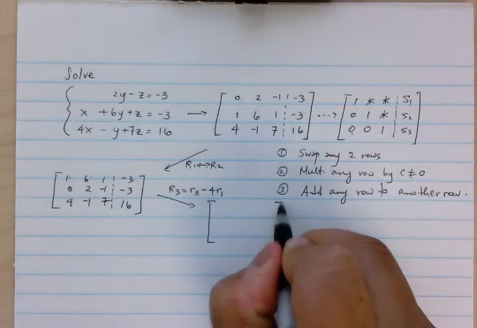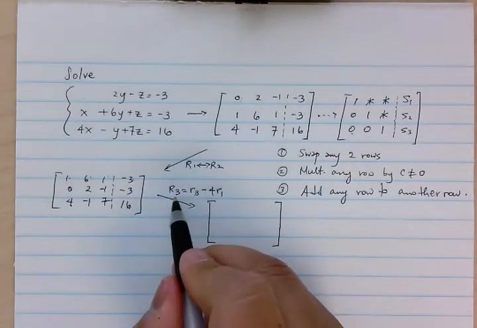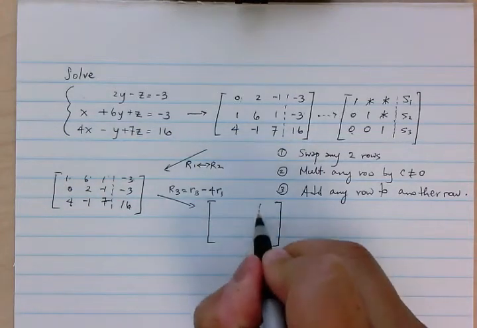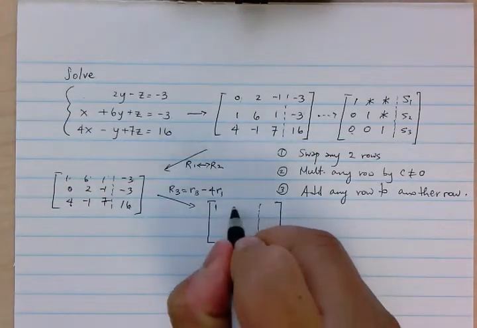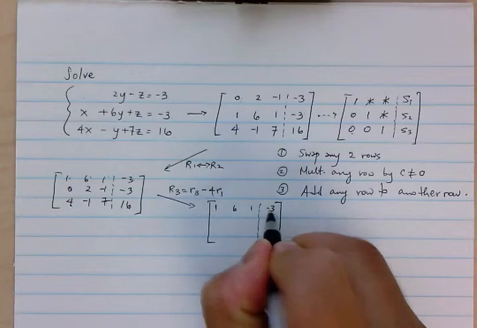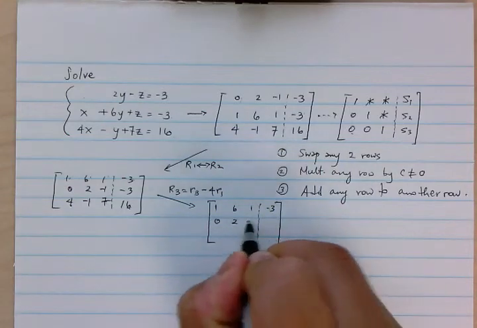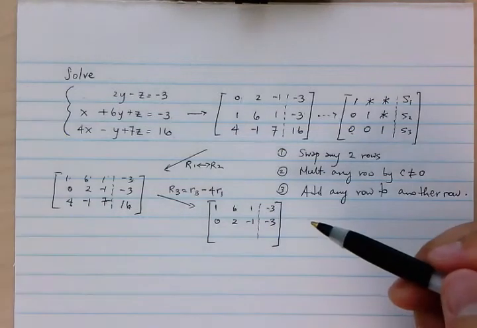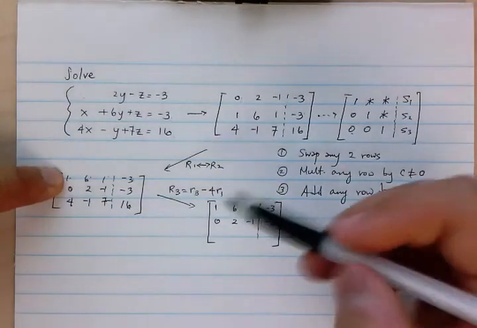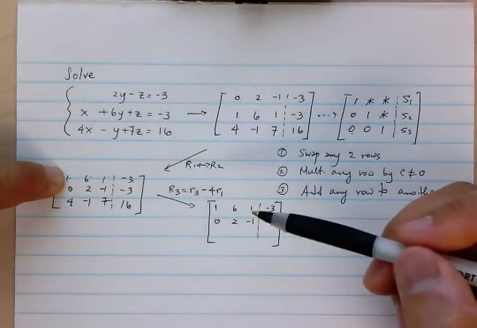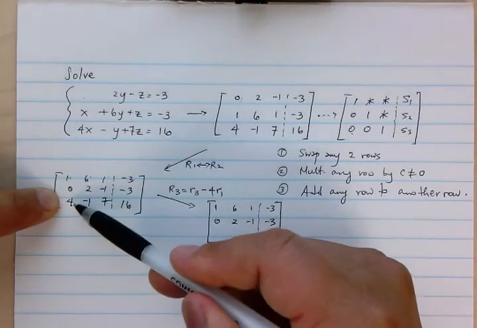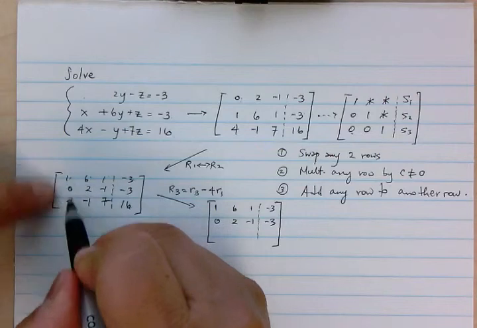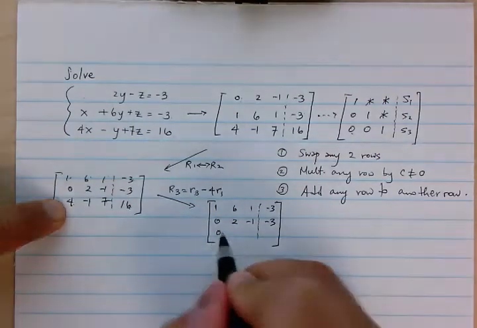What's happening here is that row 3 is changing, which means that row 1 and row 2 are not. We're just going to copy those down real quick: 1, 6, 1, -3, 0, 2, -1, -3. Now we have to be a little bit careful. We have to take each of these entries, multiply by -4, and add to the bottom. So 1 times -4 gives us -4. Add to the 4, we get 0.